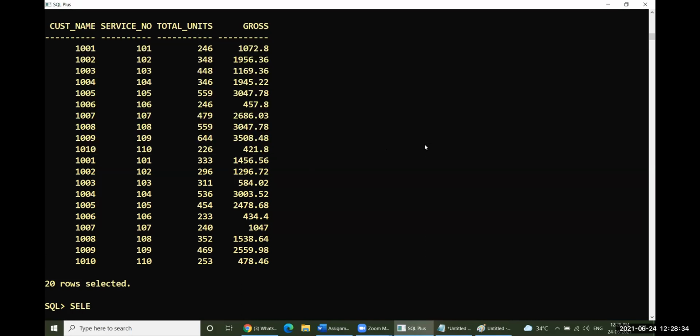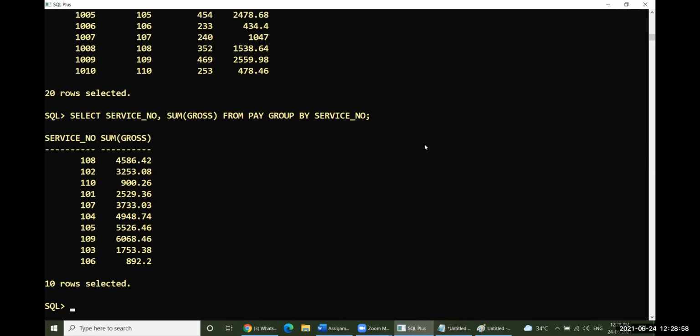Select SERVICE service underscore number, comma, sum of GROSS, sum of gross from PAY, group by SERVICE service underscore number. Look at this.